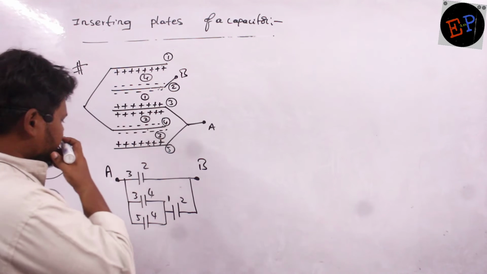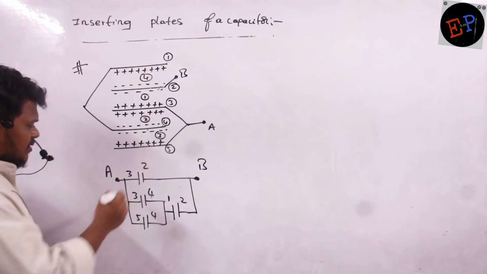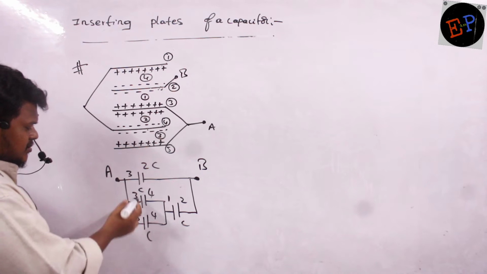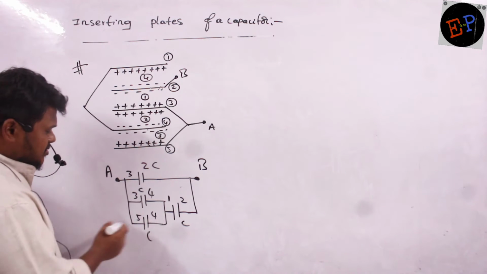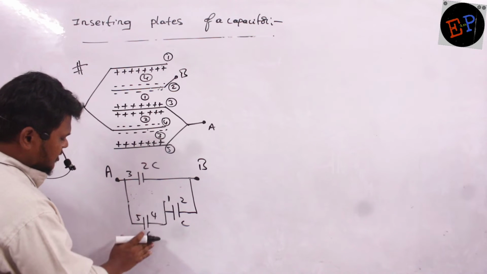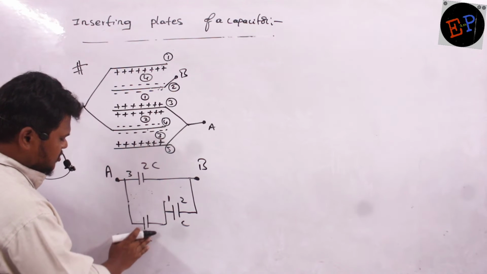Now see which one of them is in series and which one of them is in parallel. So C, C, C and C. These two, they are connected in which connection? Parallel connection. So instead of both of them, I can write a single capacitor of capacitance 2C.